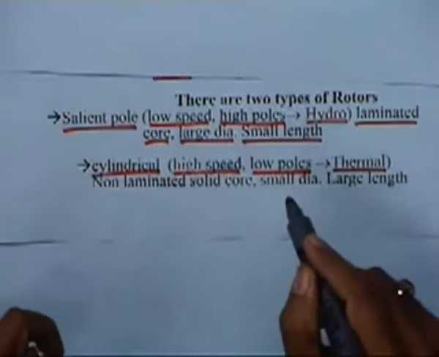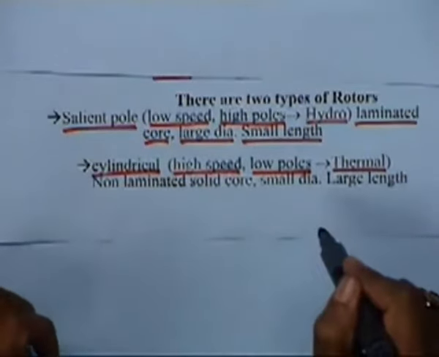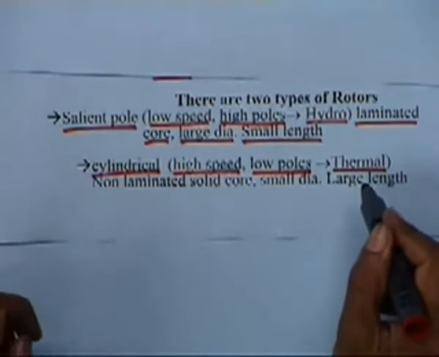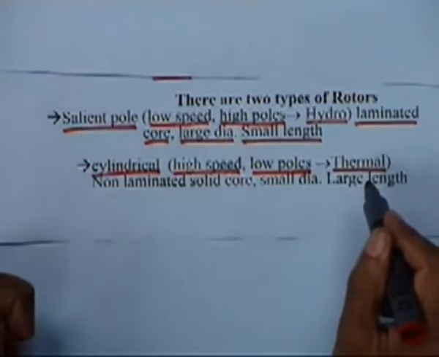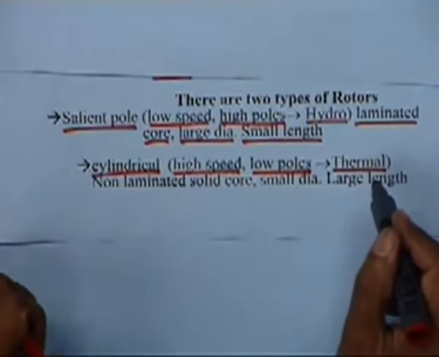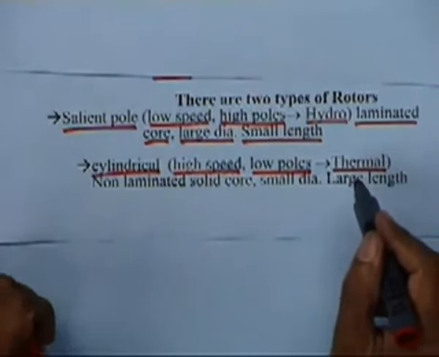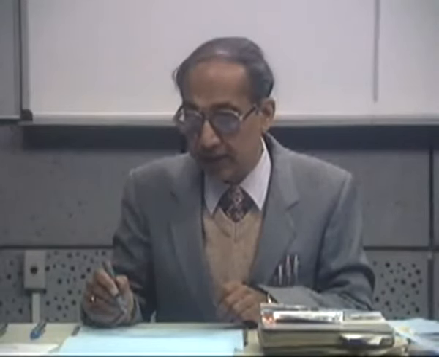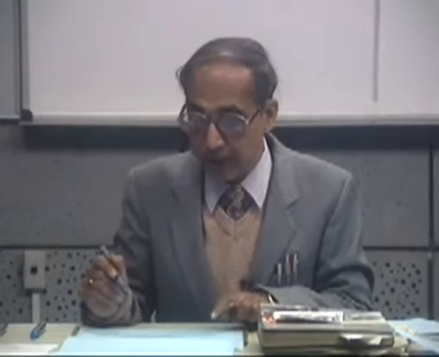Whereas salient poles are in hydropower plants, and these are in thermal power plants or nuclear power plants, because the steam turbines used in thermal power plants are generally high speed, say 1500 or 3000 RPM, so that by using 2 or 4 poles, you can generate the 50 cycles frequency from these power plants.